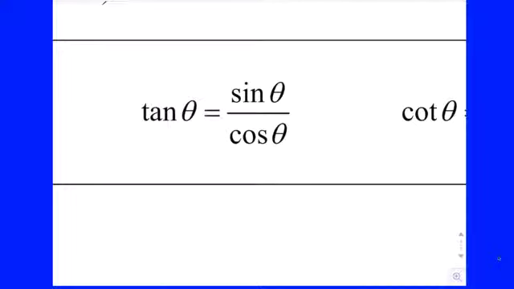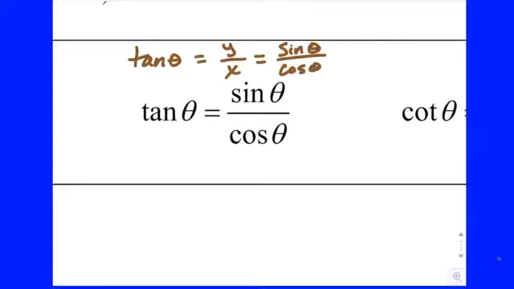Tangent of theta in general is sine over cosine. Right? What's the definition of tangent of theta? Sine over cosine, because it is y over x, yes? And on the unit circle, what's the y coordinate? Sine. Y. And on the unit circle, what's the x coordinate? Cosine. Now, what if we're off the unit circle?